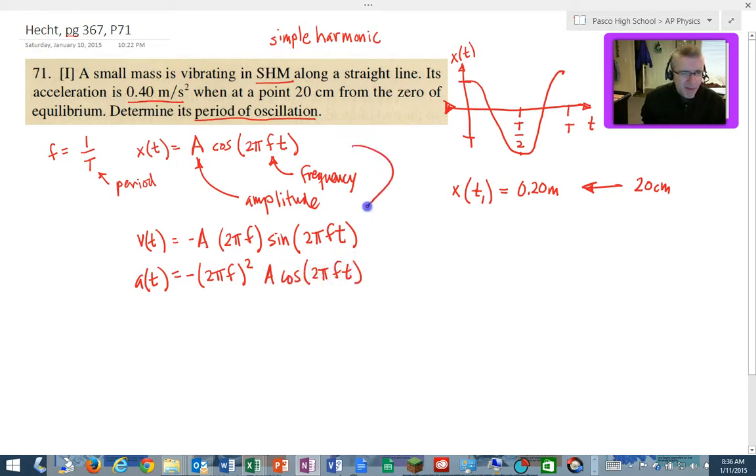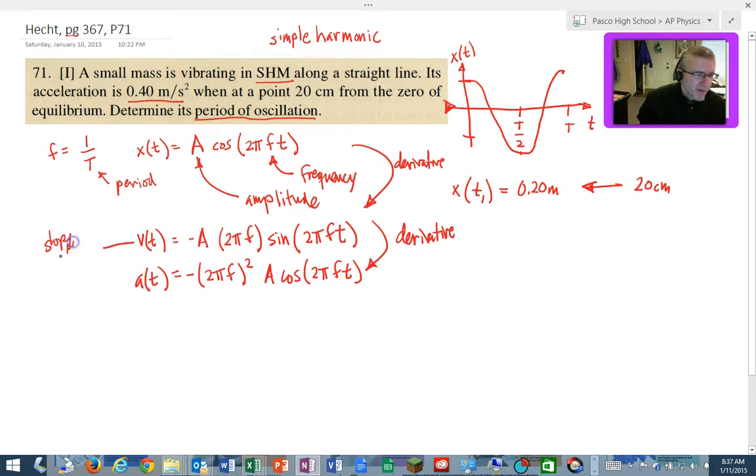So once again, I took a derivative to get to here, and I took another derivative to get to here. So let's say you're not in calculus. We have talked about the slope of the curve being velocity. So imagine that this equation here gives you the slope of the x of t curve, and this gives you the slope of the velocity curve, which is acceleration.